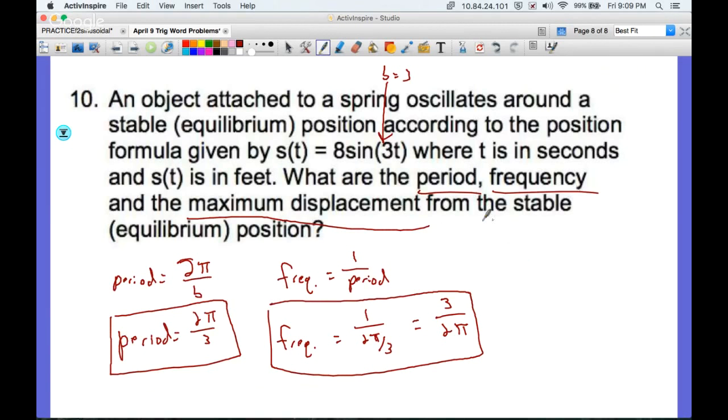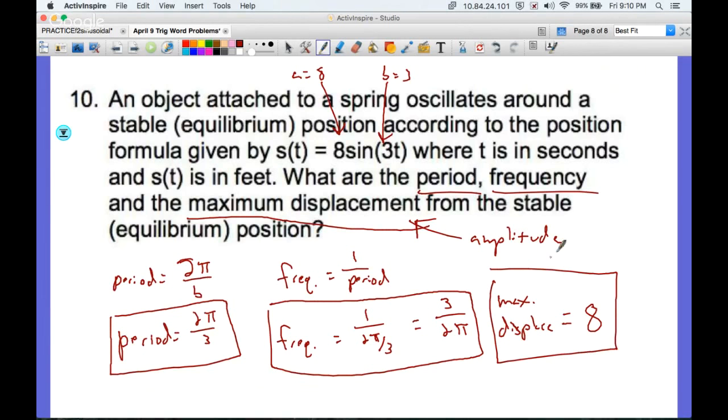Okay, another one down. And maximum displacement, that is equivalent to amplitude, which we can just see is right there, a equals 8. So max displacement equals 8. All right, so problems 11, 12, 13, and 14 are homework, and they're going to get their own video. It'll just be a homework help video.